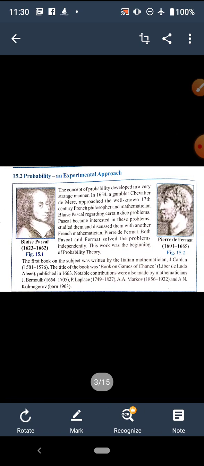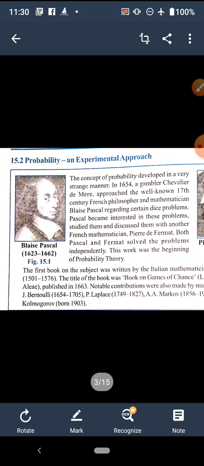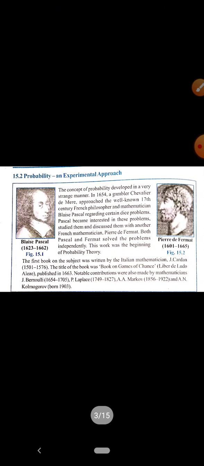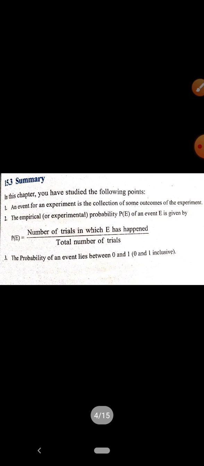So, probability and experimental approach. Here you can see the picture of Blaise Pascal, born 1623 to 1662, and Pierre de Fermat, 1601 to 1665. These two persons led to the experimental approach to probability. Then at last, in the summary, you will see that an event for an experiment is the collection of some outcomes of the experiment. An event can be anything like tossing a coin, throwing a dice, or picking a card from a deck of 52 cards.